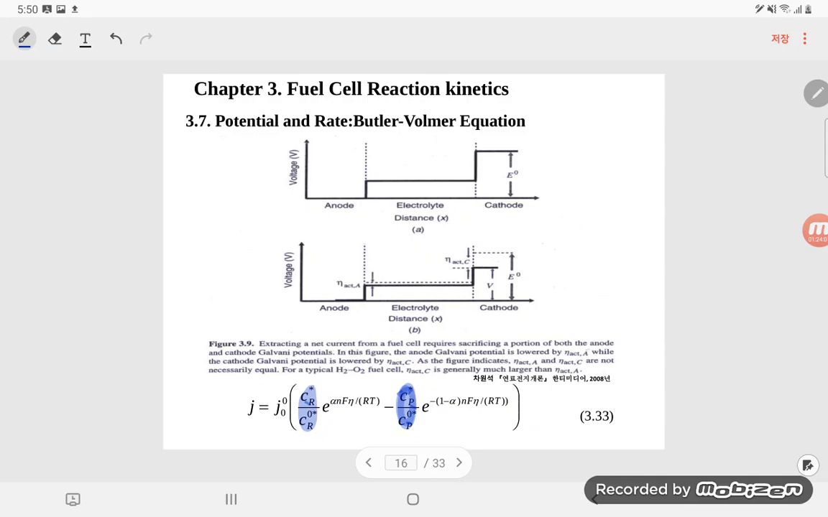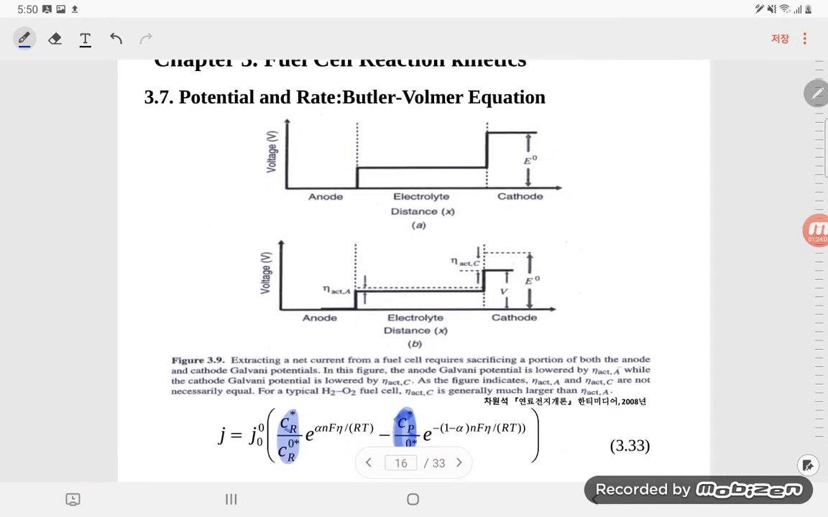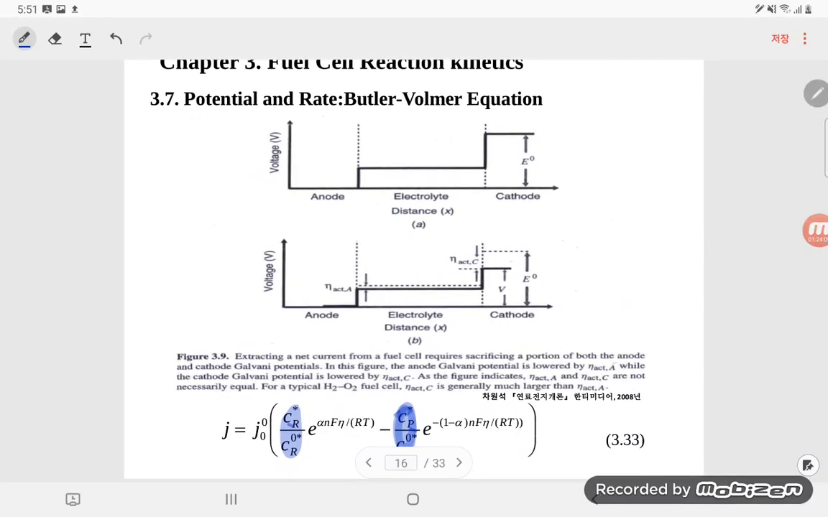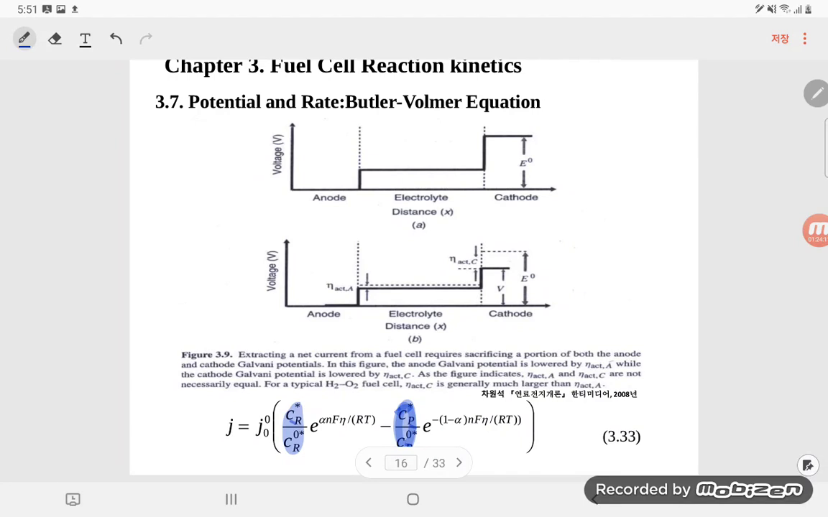Okay, that's it for today. And before the end of this class, let's see this graph. Extracting a net current from a fuel cell requires sacrificing a portion, that is very important, sacrificing a portion of both the anode and cathode galvanic potential to the amount of this one. So we call this eta activation, the activation overpotential. We should sacrifice it to generate the current.